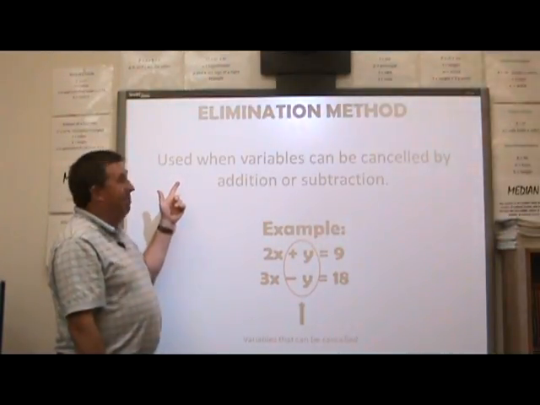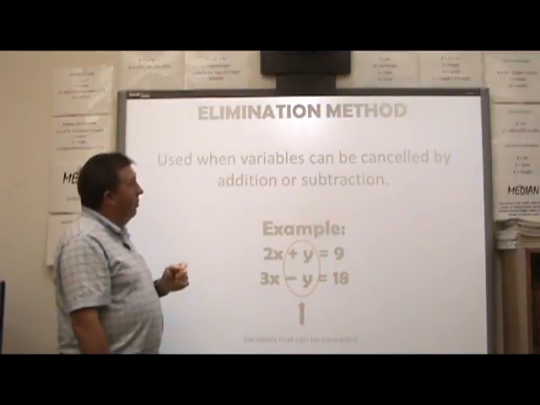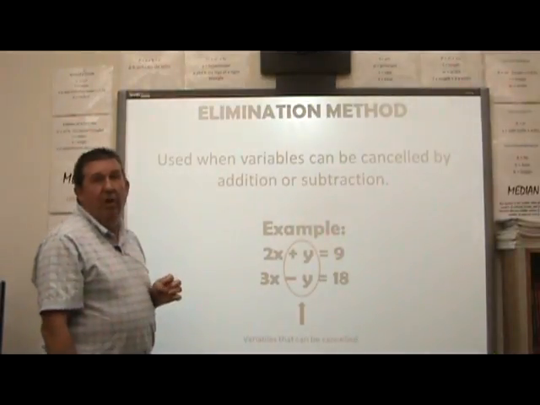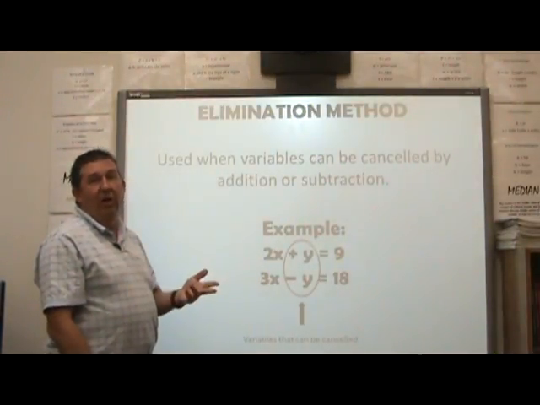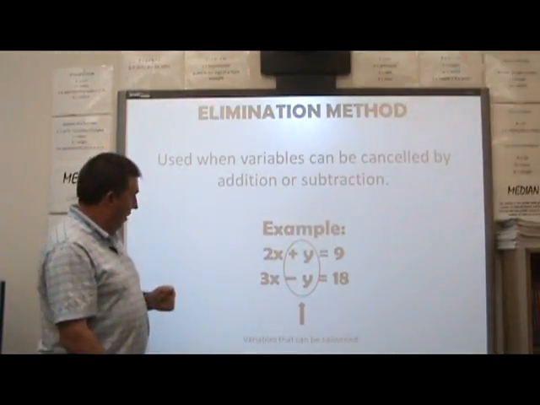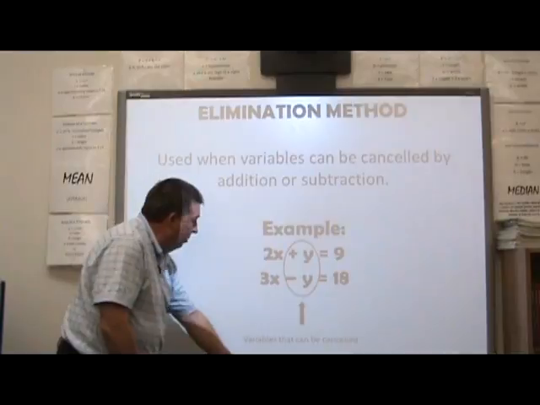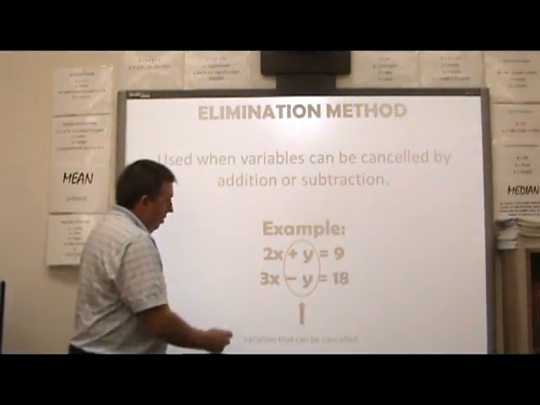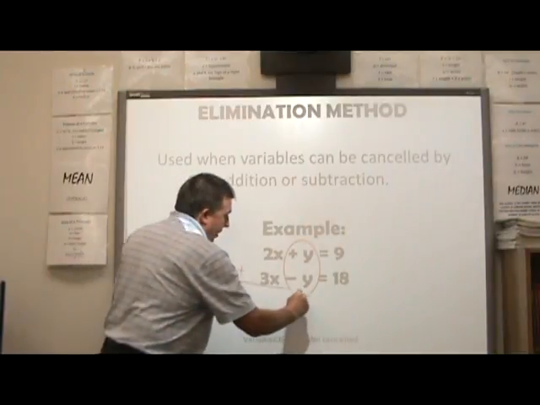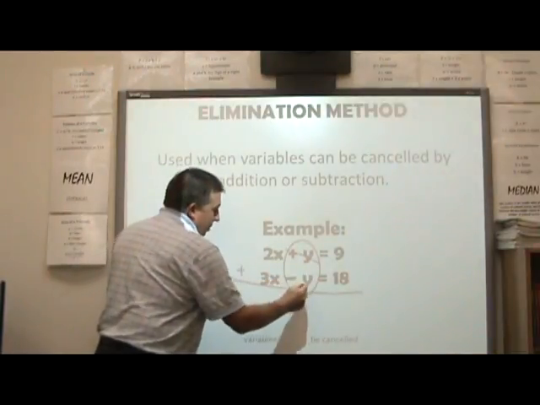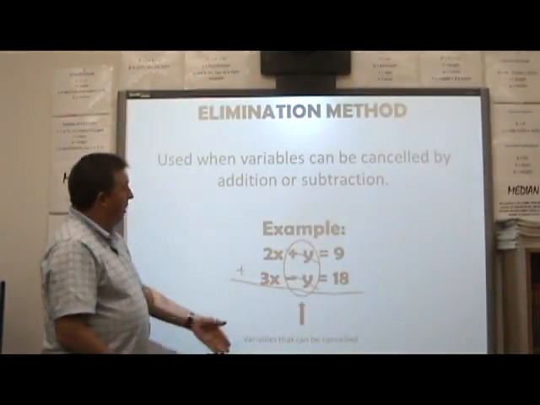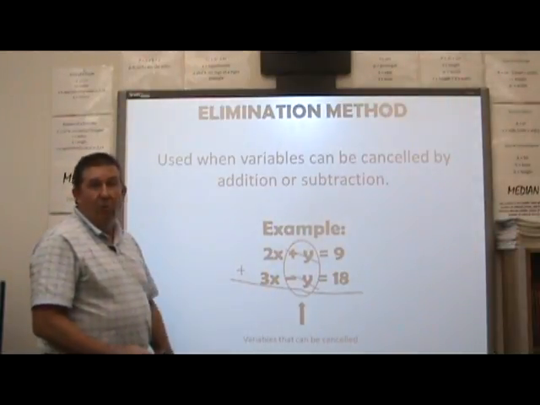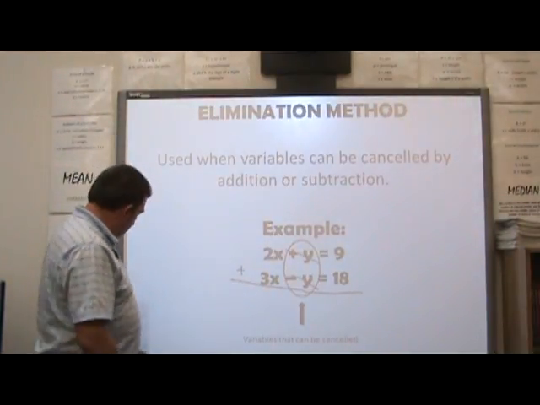When you use the elimination method, you can use it when the variables can be canceled out by addition or subtraction. So the object of the game is you have two variables, the x and the y, and you want to get rid of one of the variables. In this particular example, if you'll notice, I have a positive y and a negative y. If I add positive y and negative y together, those will cancel out, and therefore that's called elimination because you have eliminated the y's, therefore you can find the x.